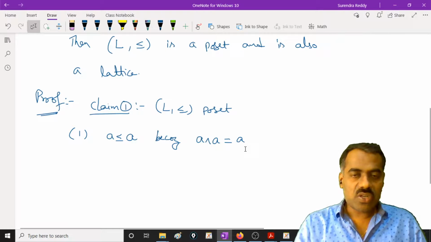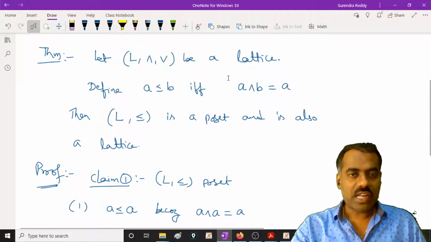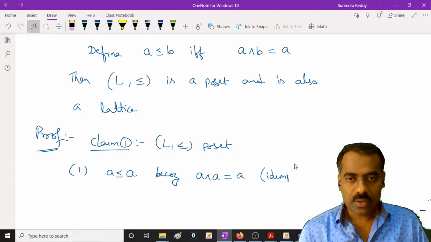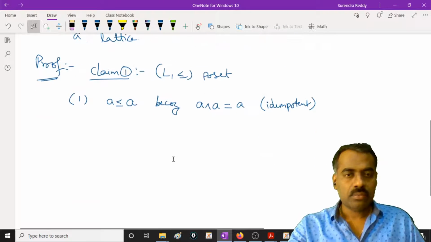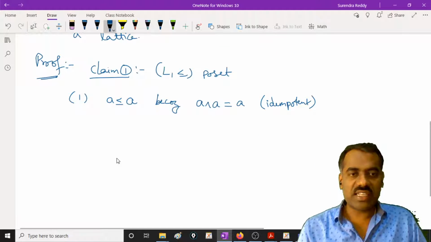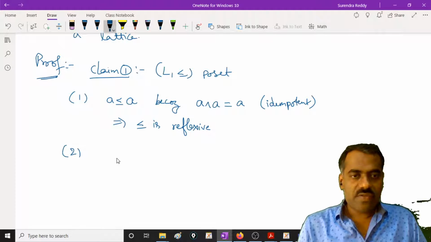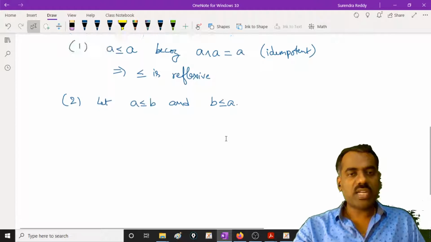So A meet A is equal to A. This is because our algebra is given to be a lattice, so it is true by idempotence, right? Fine. Therefore it is reflexive. Now, what is the second one? We want to prove antisymmetry, right? So start with: let A be less than or equal to B and B be less than or equal to A. We want to show that A is equal to B.